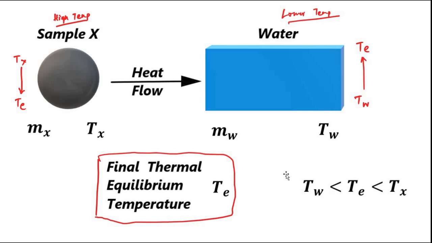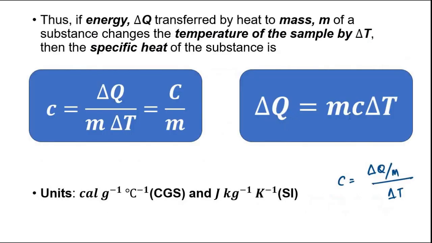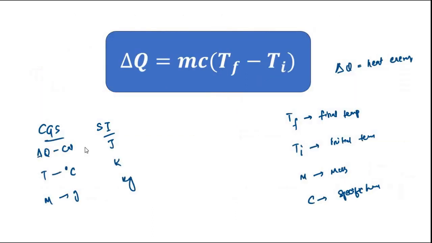Always remember this. The equilibrium temperature is lesser than the initial temperature of the sample X, the hot body, and greater than the initial temperature of water, the cold object. So this is the heat loss equation for sample X. This is the heat gain equation for water, according to the formula mc delta T, which is mc (Tf minus Ti).